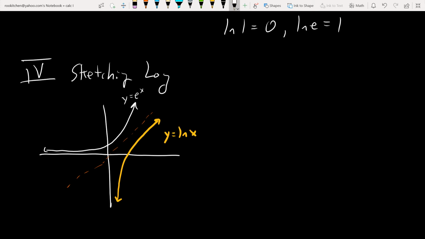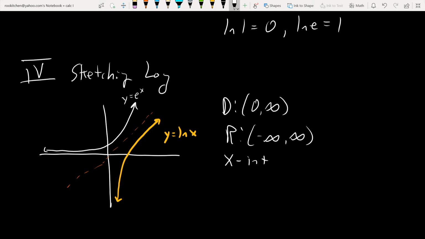Okay. What are some characteristics of the natural log? Well, the domain is the range of the exponentials, so that would go from 0 to infinity. The range is the domain of the exponentials, so negative infinity to infinity. We have an x-intercept this time. That's where y is equal to 0, and x will be 1. And then it also, too, is 1 to 1.